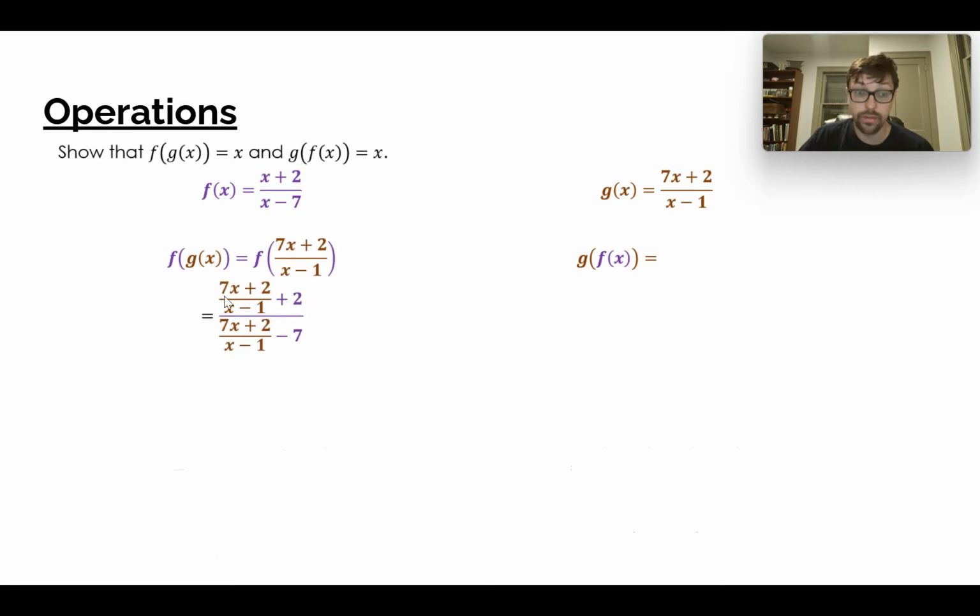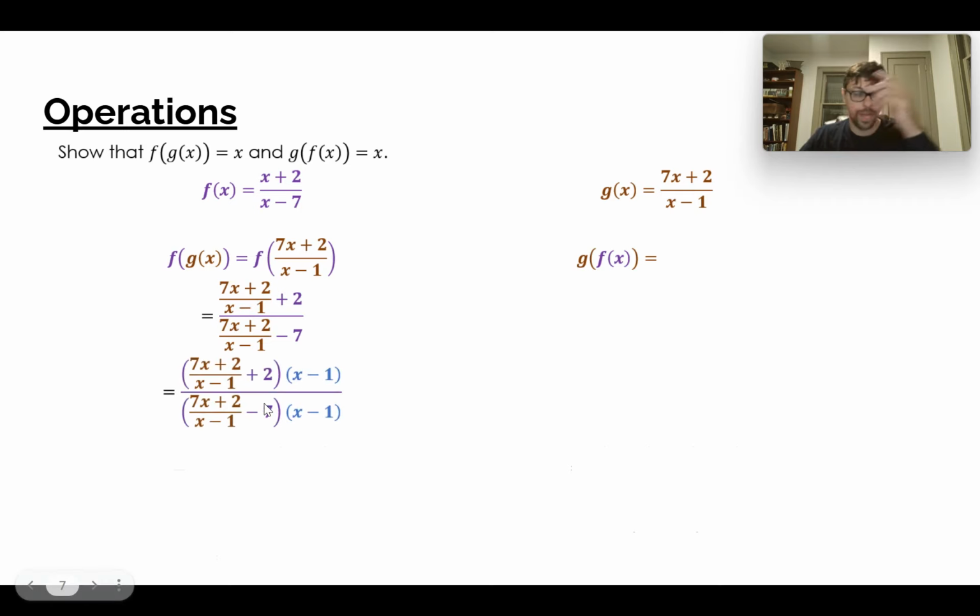So I've got that 7x plus 2 over x minus 1 showing up in this top part, and it needs to show up in the part on the bottom. So really, I'm just writing it twice, one with a plus 2, one with a minus 7, and then it's all separated with a division. In order to simplify this down, I want to multiply the top and the bottom by the least common denominator. Fortunately, that least common denominator is the same on the top and the bottom, x minus 1. So I'm going to multiply the top by x minus 1 and the bottom by x minus 1 in order to simplify this fraction down.